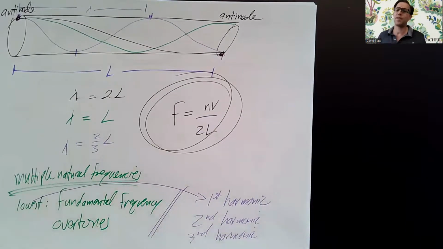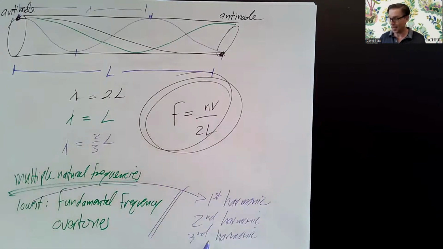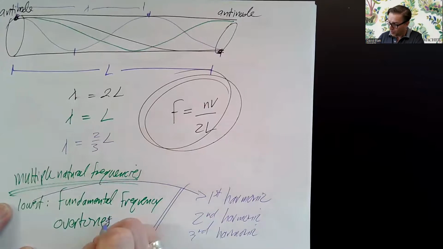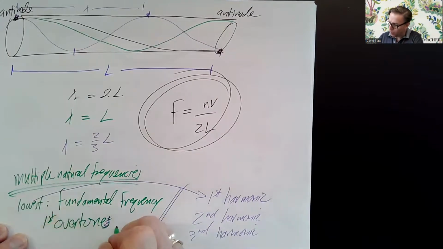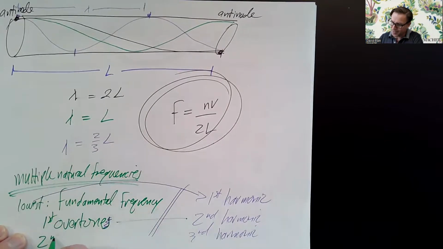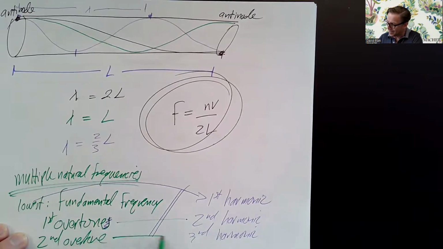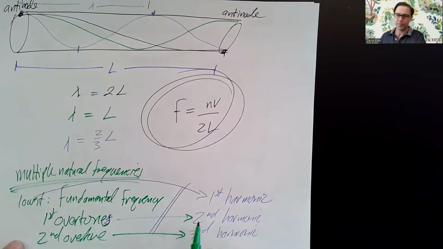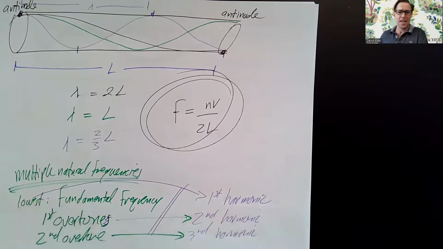And that just feels easier to me, where N and this harmonic number are the same, as opposed to this one, where I have the first overtone is the second harmonic, and the second overtone is the third harmonic. So there's these two different ways of naming things, and they end up giving you names that differ in number by one.